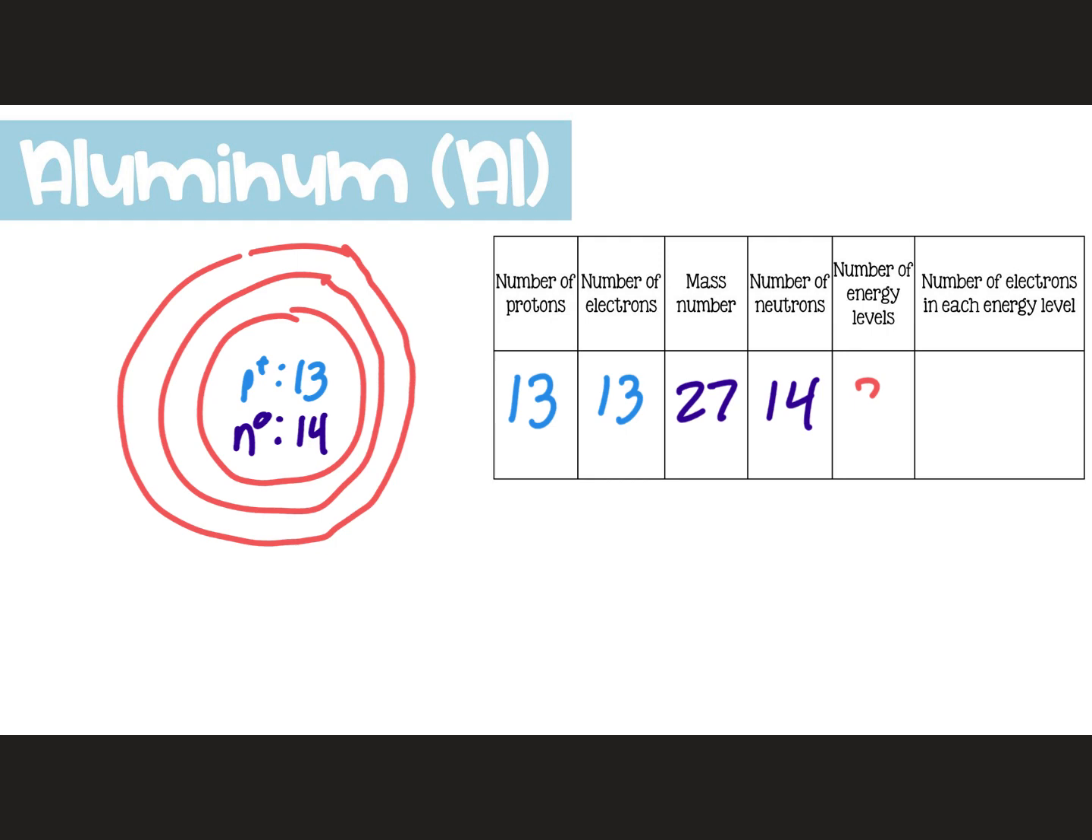There are 3 energy levels because aluminum is in the third period. Each of these shells will have a different number of electrons. Remember, 2 goes in the first shell, 8 in the second, and up to 8 in the third. However, we only need 3 of these for aluminum. So aluminum has 3 valence electrons.